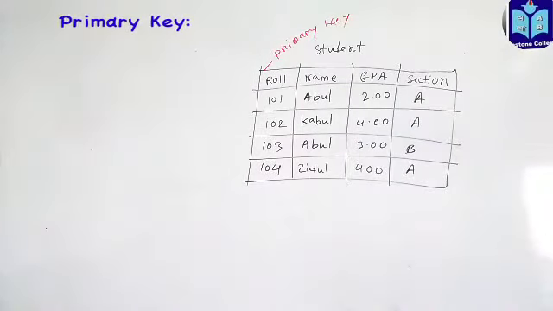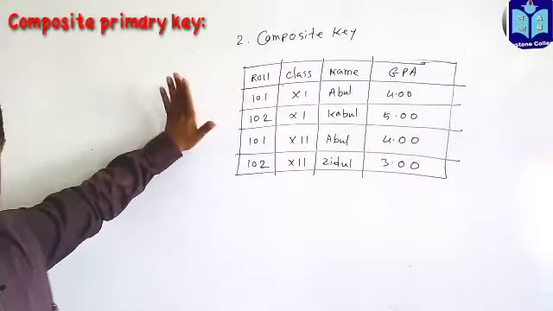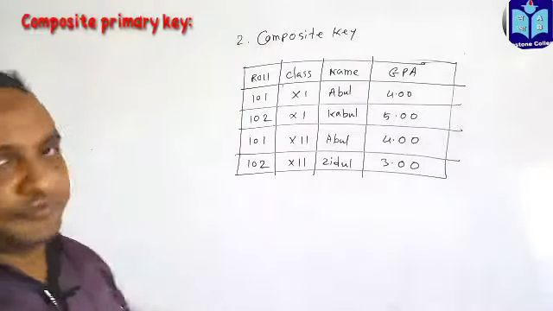Now, composite key. See, there is a table here. Let it be a database and it has 4 fields.